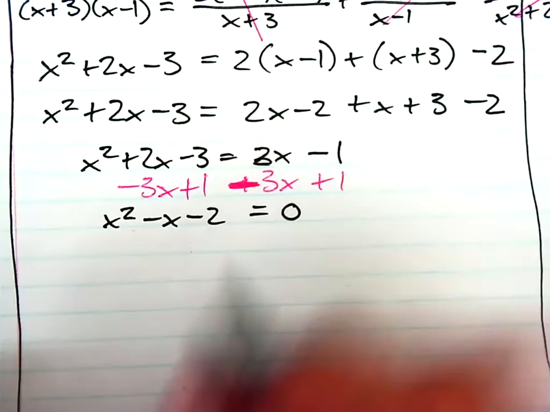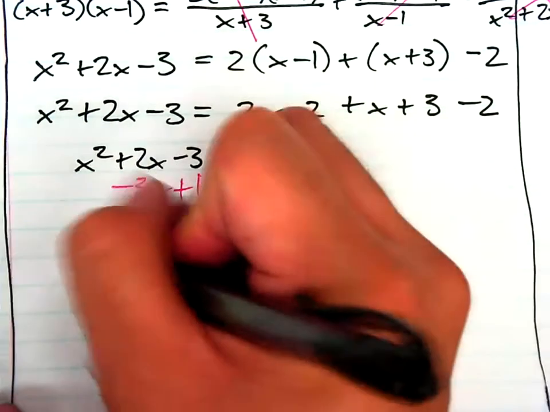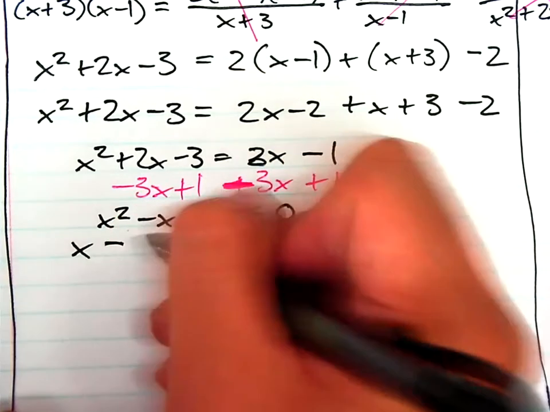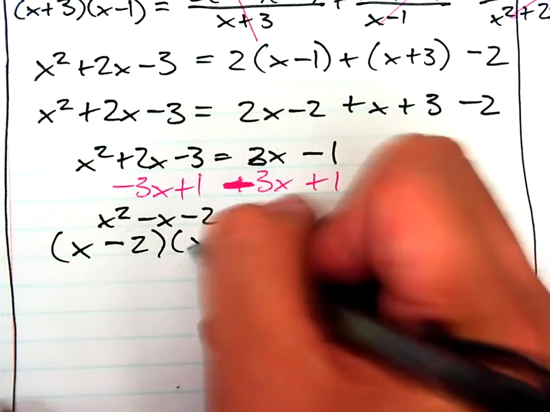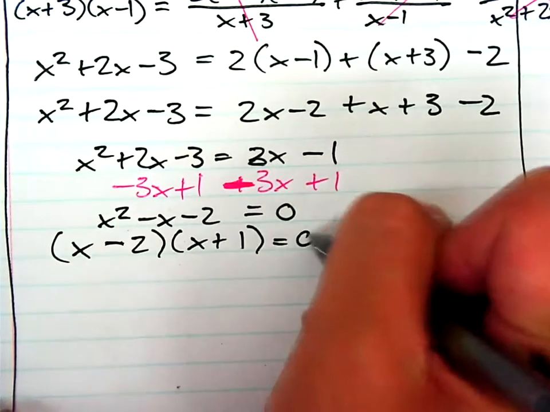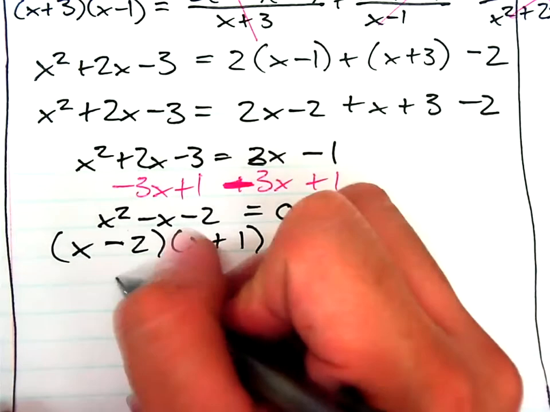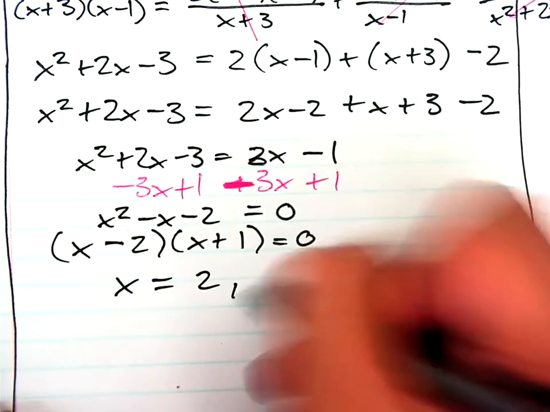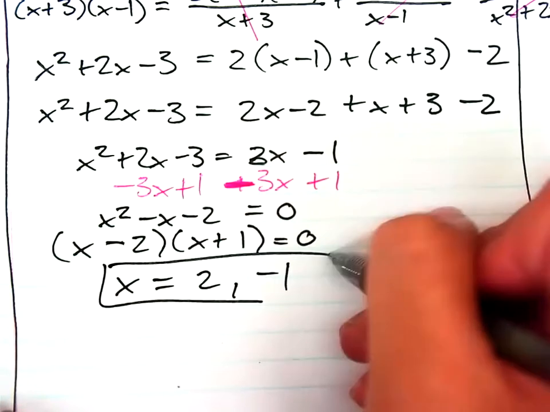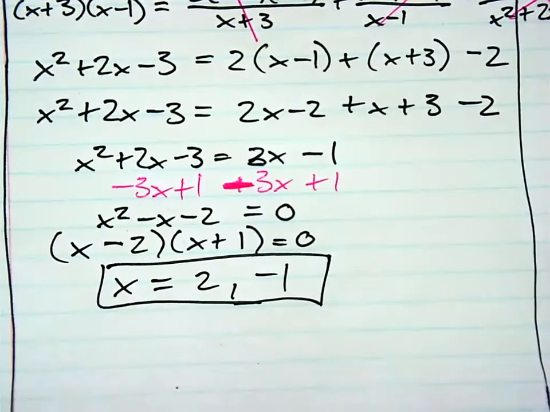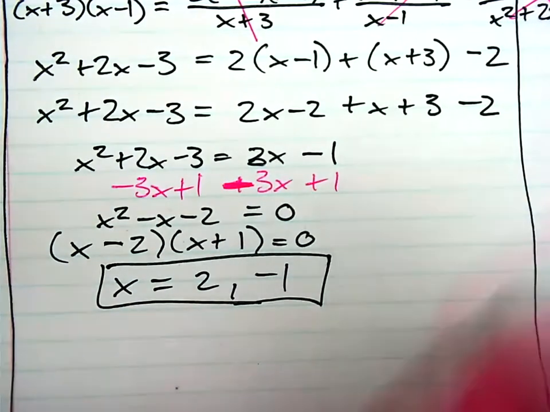We have a quadratic. I'm going to solve by factoring. X minus 2, x plus 1 equals 0. Meaning that x is going to be equal to 2 and negative 1. Now here's the thing we need to make sure of before we actually just say, okay, that's my answer.